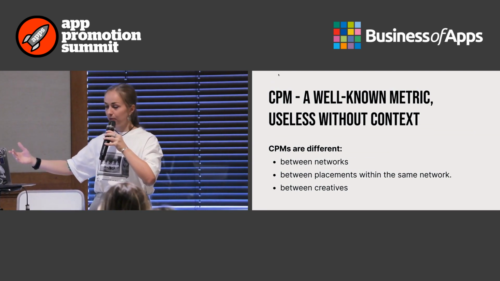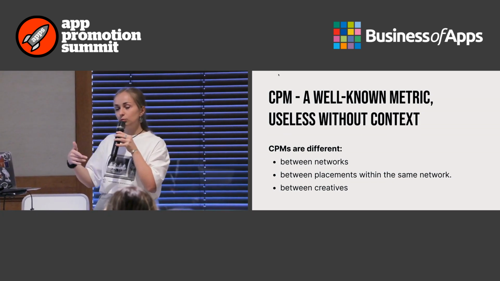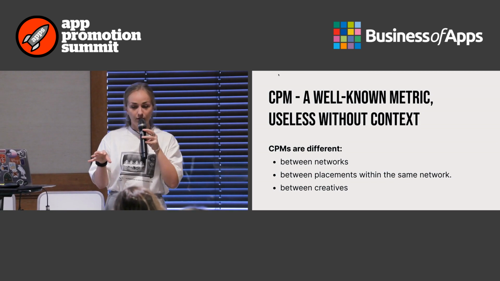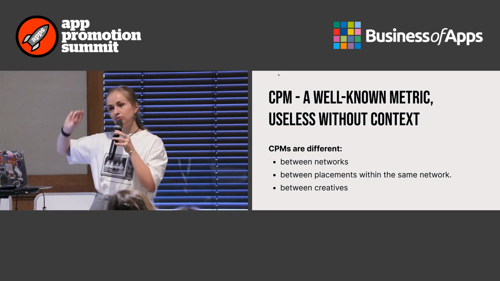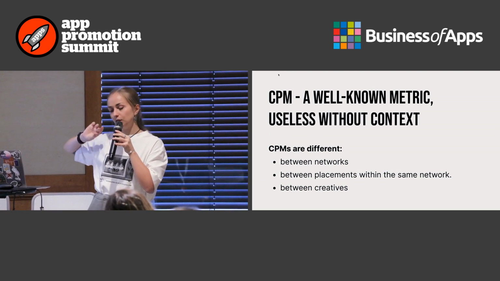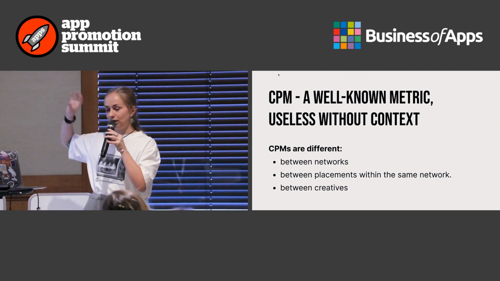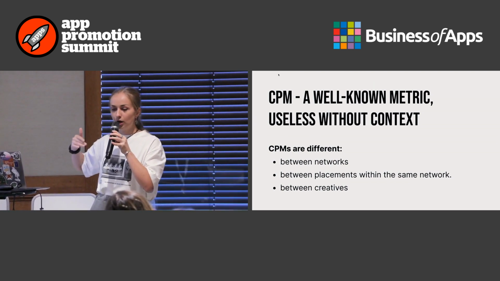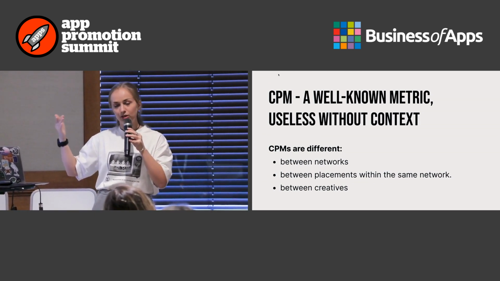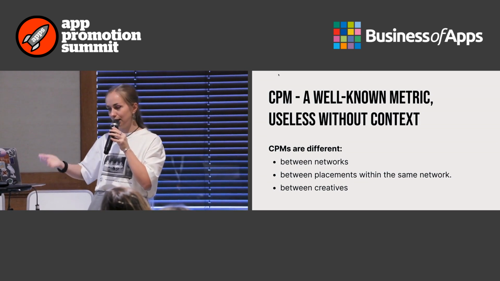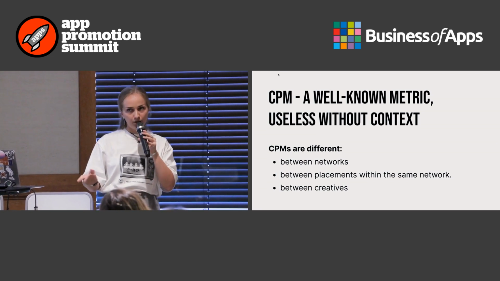Why is it useless? Because CPMs are different between networks, which is obvious, but they are also very different between placements. Facebook is the best example. When you run Facebook Advantage Plus campaigns, you will have a different CPM on Instagram Reels, Instagram homepage, Facebook Reels, Facebook homepage, and Audience Network. And this is why, when you see "oh my God, our CPMs increased 4 times, we're screwed," you may not be. You may actually be good, because very likely you just ended up with Instagram Reels, which tend to bring more high-quality users.